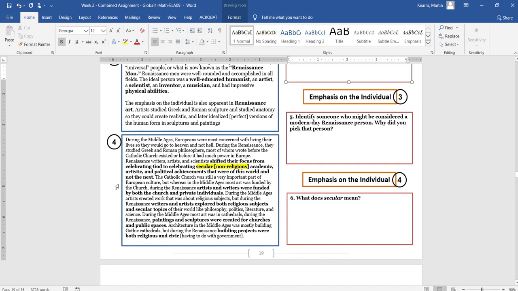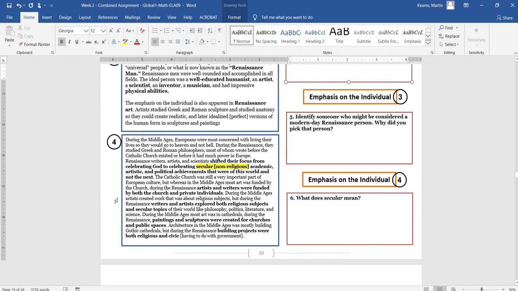The Catholic Church was still a very important part of European culture, but whereas in the Middle Ages most art was funded by the Church, during the Renaissance, artists and writers were funded by both the Church and private individuals. During the Middle Ages, artists created work that was about religious subjects, but during the Renaissance, writers and artists explored both religious subjects and secular topics of their world, like philosophy, politics, literature, and science.